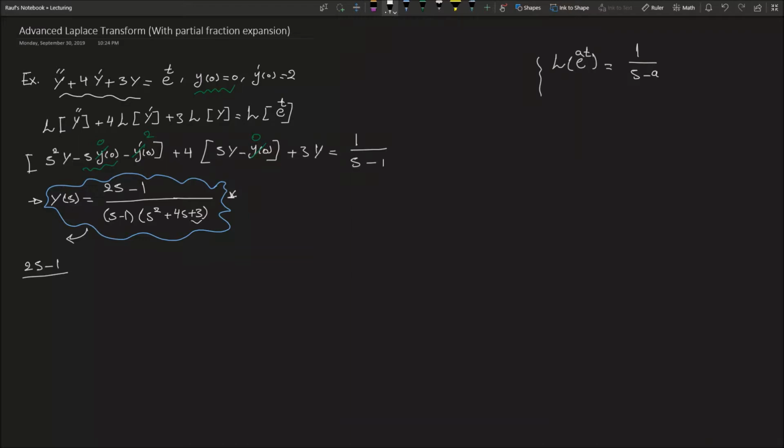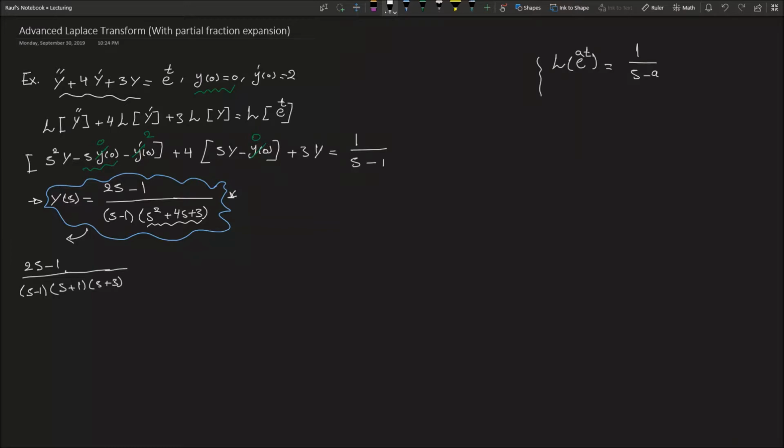Of course you will try to solve this quadratic equation. So we have s minus 1 as it is, and finding the roots for s squared plus 4s plus 3 gives you s plus 1 multiplied by s plus 3.